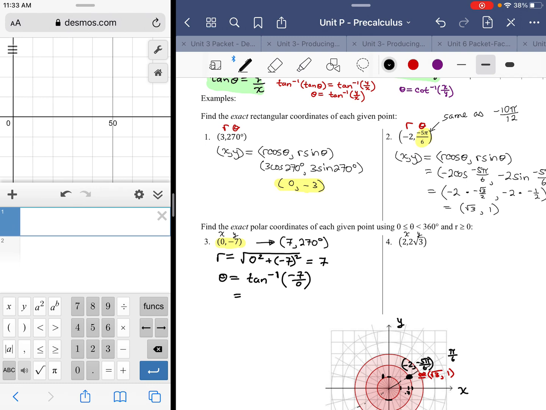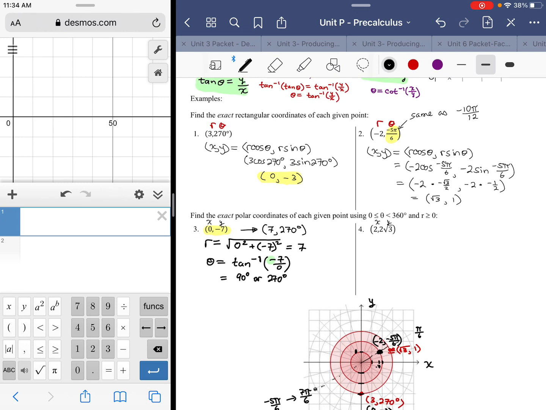Tangent function is undefined wherever cosine is equal to 0. So that could be above the axis or below the axis. Now, because this value is negative, that indicates that we should be below the axis. However, let's say you didn't realize that, right? So you would think to yourself, okay, it's either going to be 90 or 270.